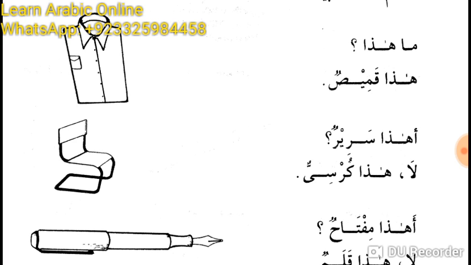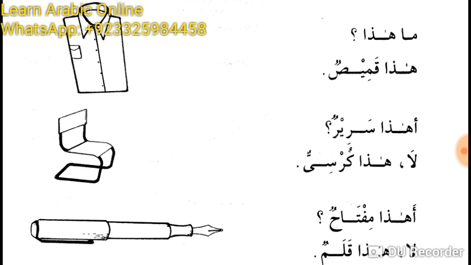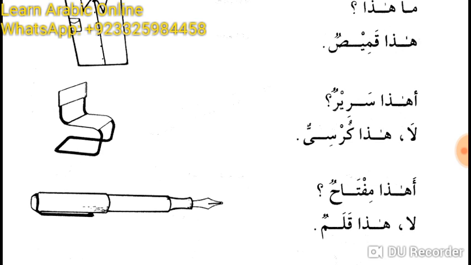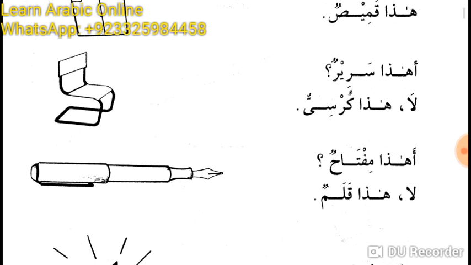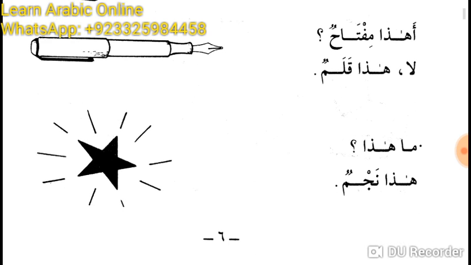A haza sarirun, is this a bed? La, haza kursiyun. No, this is a chair. Okay. A haza miftahun, is this a key? La, haza kalamun. No, this is a pen.